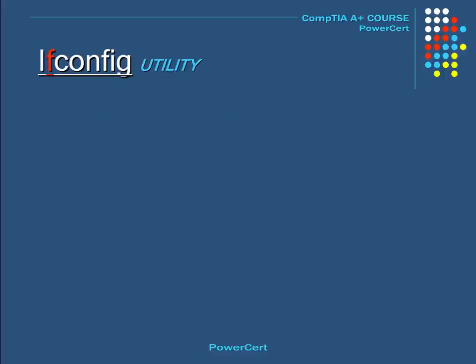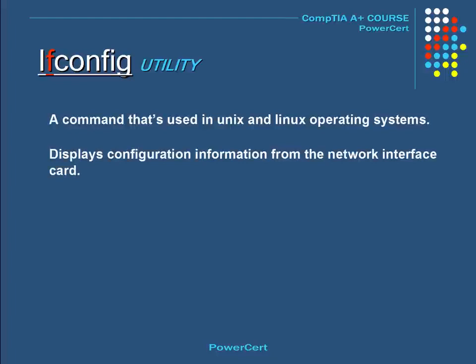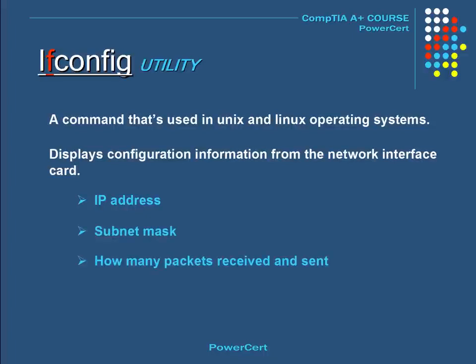And similar to the ipconfig utility that's used in Windows, there is also the ifconfig utility. And the ifconfig utility is a command that's used in Unix and Linux operating systems. And it displays configuration information from the network interface card, such as the IP address, subnet mask, how many packets it has received and sent, any errors, and so on. And like ipconfig, it can also be combined with switches on the end to alter the output.